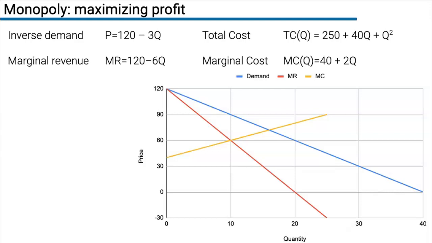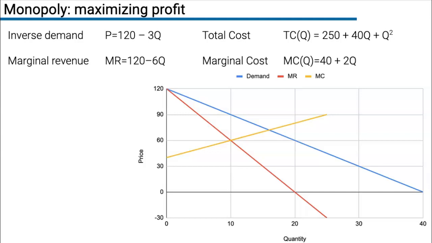All right, now we're all ready to solve the monopoly problem. So we determined the marginal revenue of the monopoly from the inverse demand. We determined the marginal cost of the monopoly from its total cost, and now we just need to identify what quantity price combination will maximize the monopoly's profit.